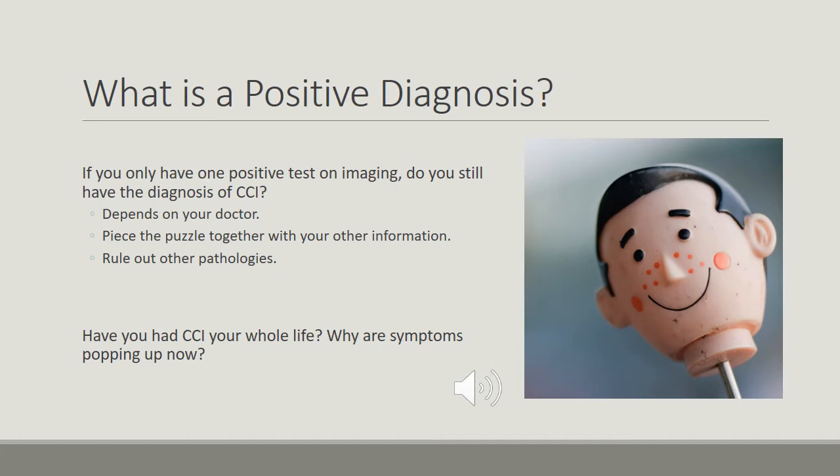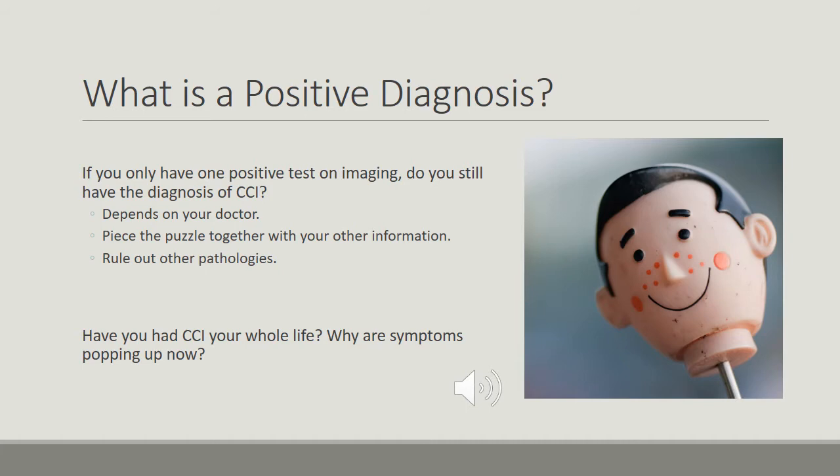And what constitutes a positive diagnosis overall? This is clinician dependent, and there's really more that goes into it than just those tests that we had talked about. So if you have all of these tests done and you only have one positive test on the imaging, do you still have that diagnosis of CCI? This depends on your doctor. So really, it's about trying to figure out your best diagnosis by putting the pieces of the puzzle together. Again, those tests are just one piece of the puzzle.